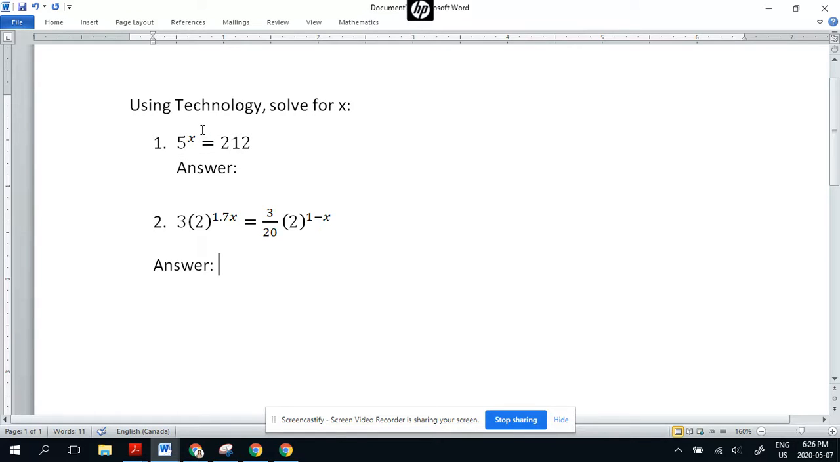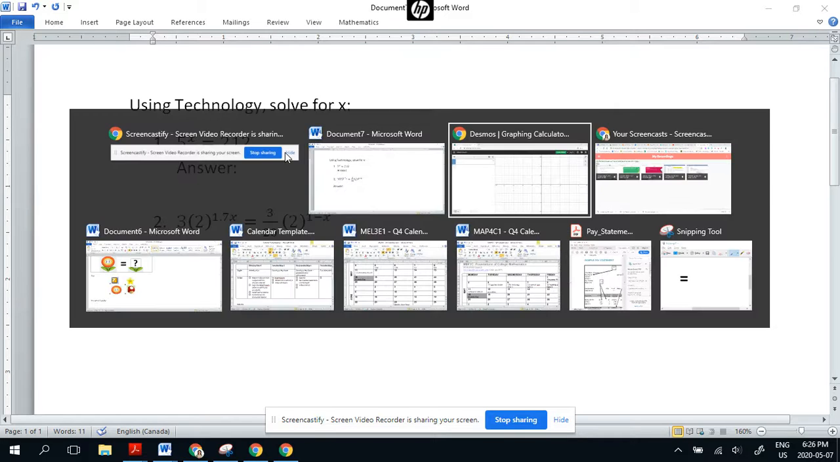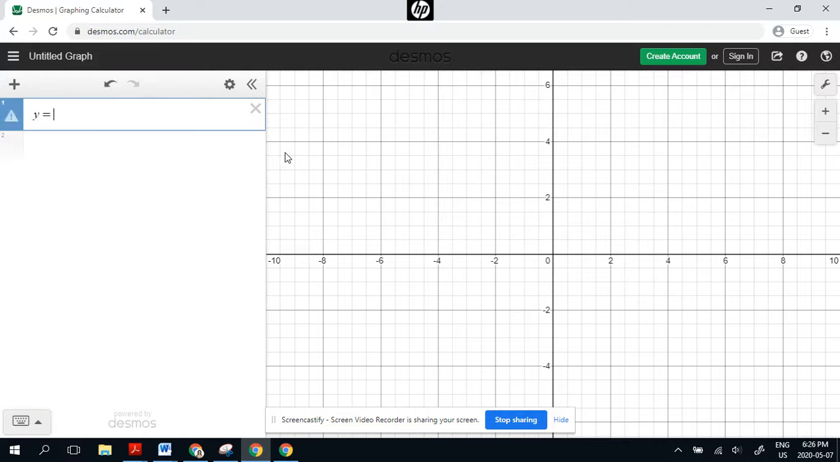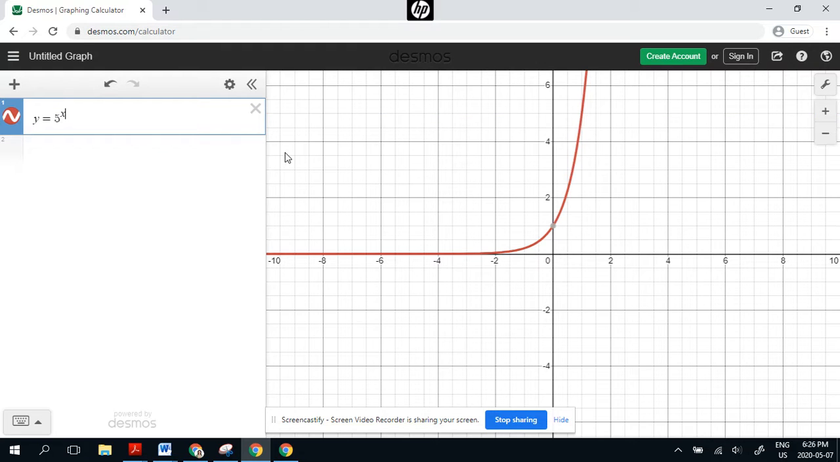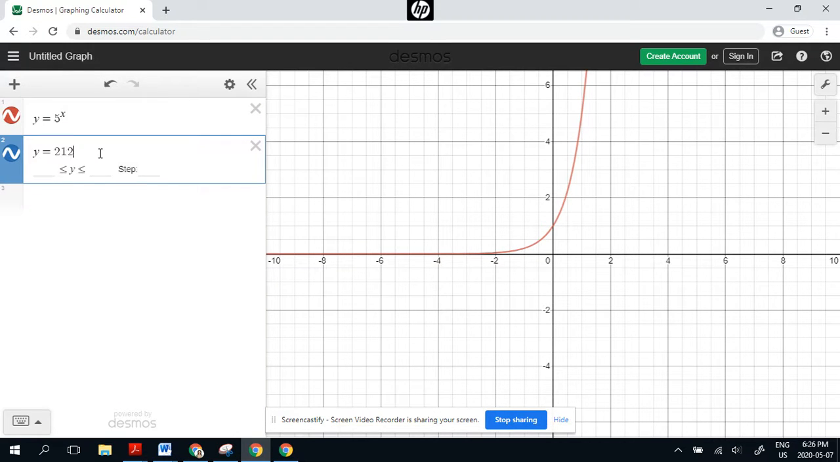I'm separating the left side and the right side. I'm going to put the left side in one of the boxes for my equation. y is equal to 5 to the power of x. And my second one, I'm going to have y is equal to 212. Where the point of intersection is what my solution will be.